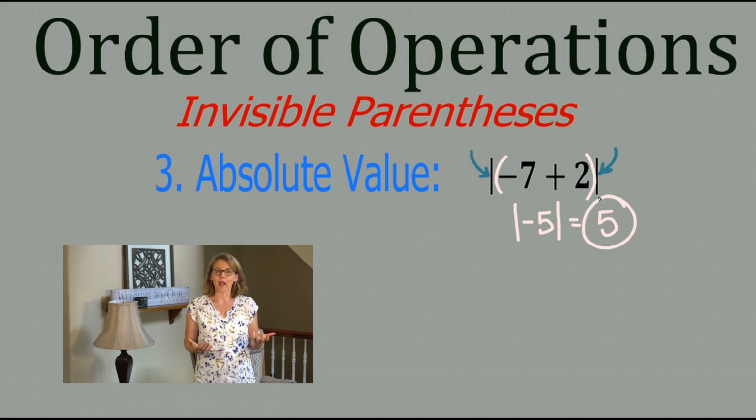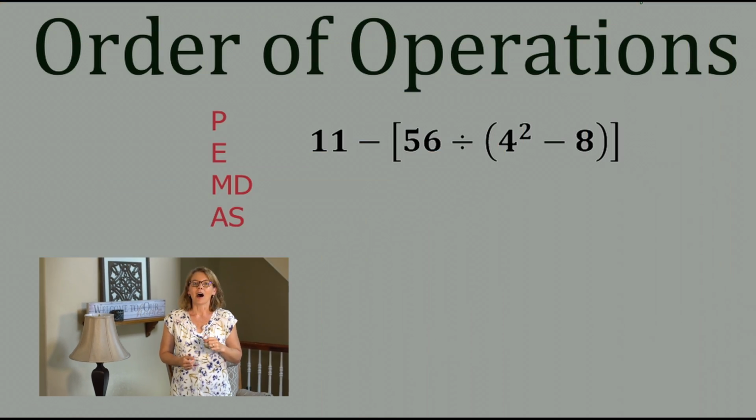Okay, you had a little break. Now we're going to step it up a notch. We'll use the same techniques, but these are a bit more complicated. First up, 11 minus bracket 56 divided by parentheses 4 squared minus 8 and parentheses and bracket. See the parentheses inside the bracket? It's called embedded grouping or parentheses inside parentheses. All you need to remember is to not panic and to work from the inside out.